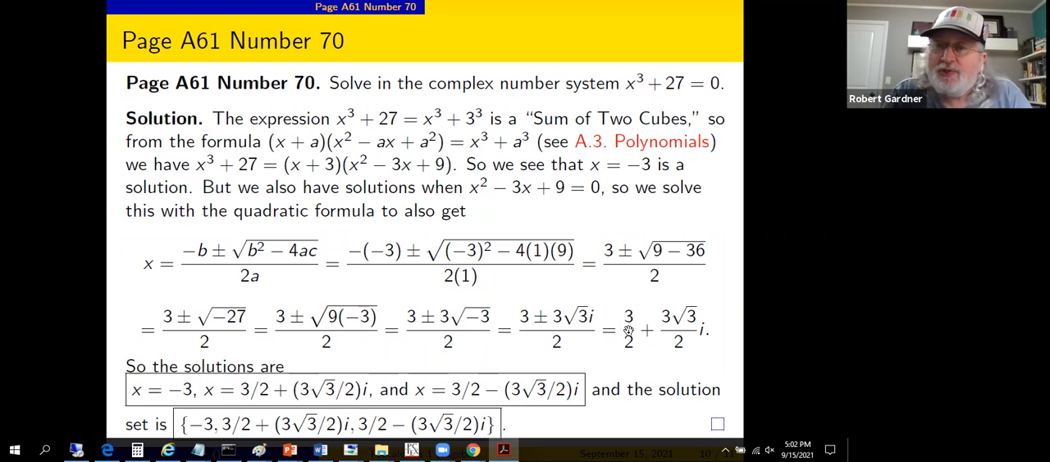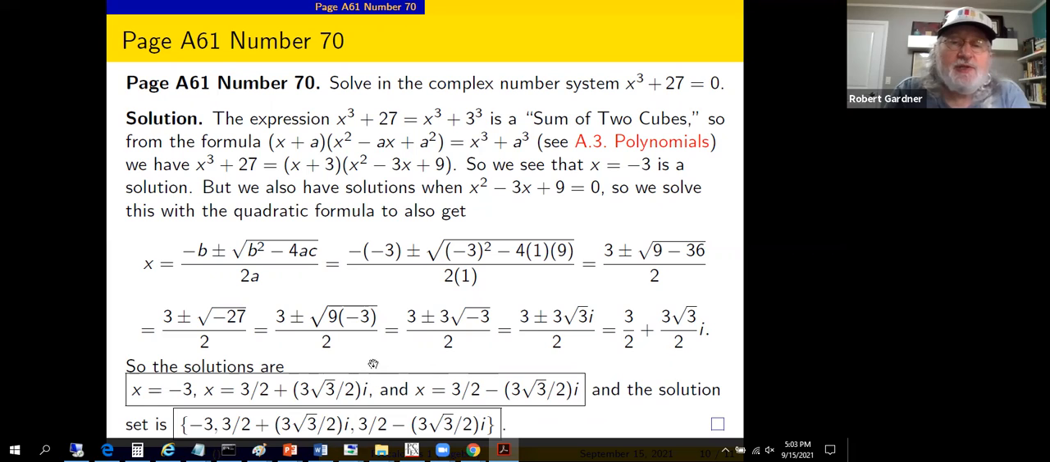So we get 2 solutions. Regrets on the typo. 3/2 plus or minus this quantity. So the solutions are -3. Don't forget the one that came from up here, the real one. 3/2 plus 3 times the square root of 3 over 2 times i, and 3/2 minus 3 times the square root of 3 over 2 times i. It's explicitly stated here. It's also in the solution set.